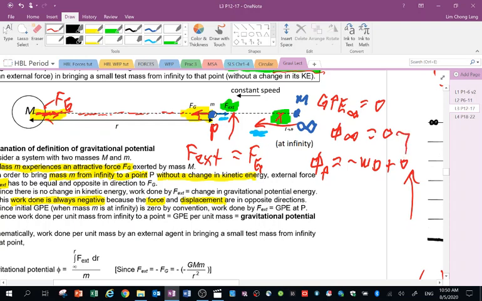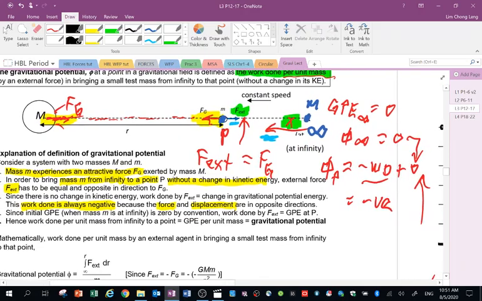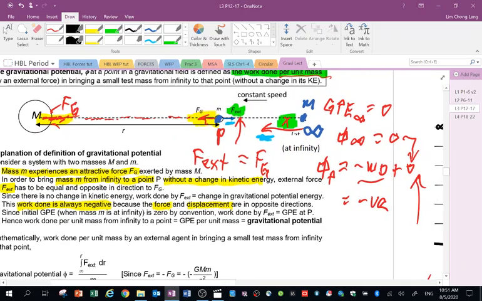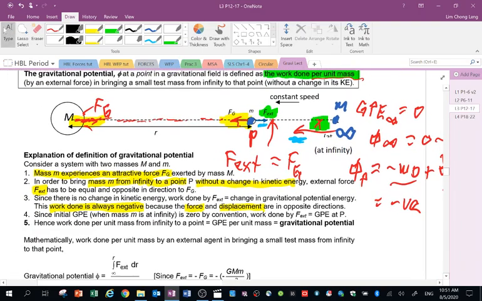This one comes from here, okay? So the negative work done plus zero, you still get a negative value. So the potential value is always negative because of the negative work done. Negative work done plus a zero value, you get a negative potential at P. So that is why work done per unit mass from infinity to point P is actually defined as gravitational potential.